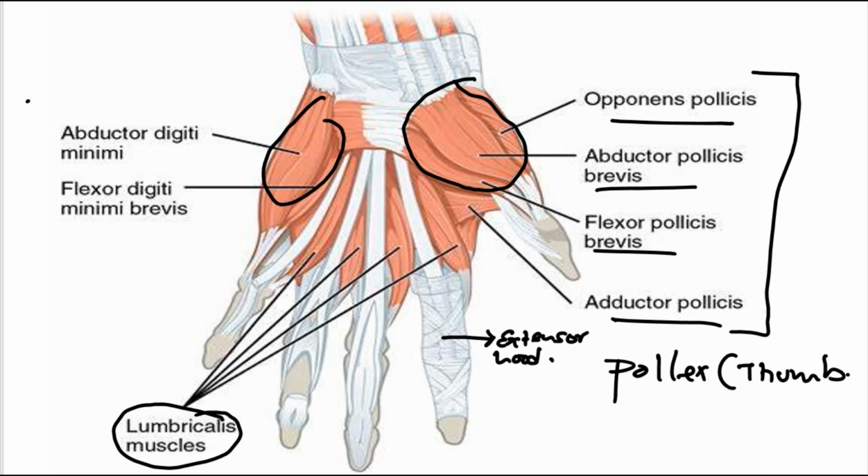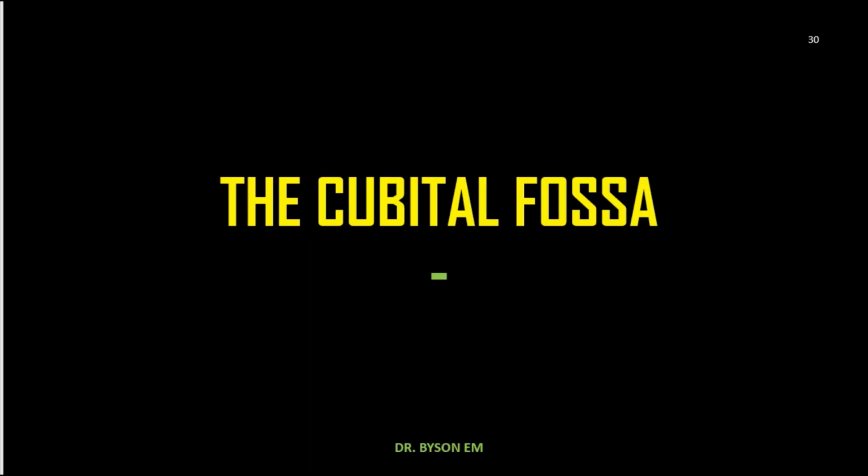All right, and then these are muscles of the hypothenar eminence. It contains the flexor digiti minimi and the abductor digiti minimi. You also have the opponens digiti minimi here. It's very important that you know the muscles of the hand, because this diagram usually comes.